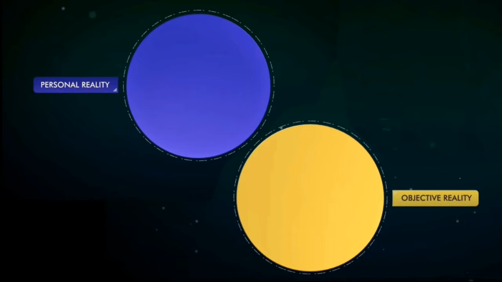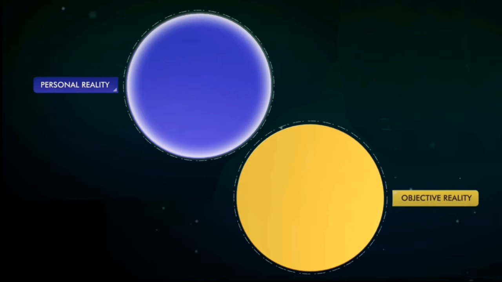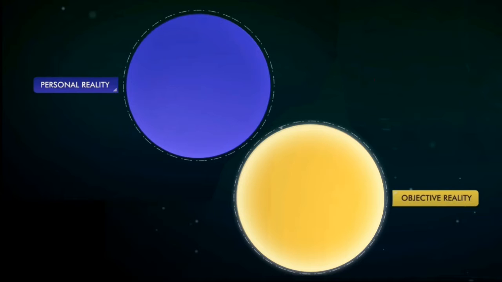The blue sphere of personal reality represents what you believe to be true about reality. This is your personal experience of reality, what you think reality is. And let's contrast that with the yellow sphere of objective reality, which is what's actually going on in reality. For example, you either have enough gas in your tank to make it to work and back, or you don't. That's the objective reality.